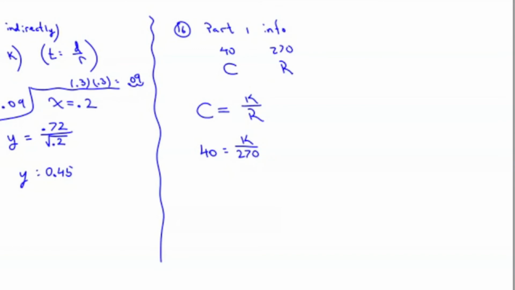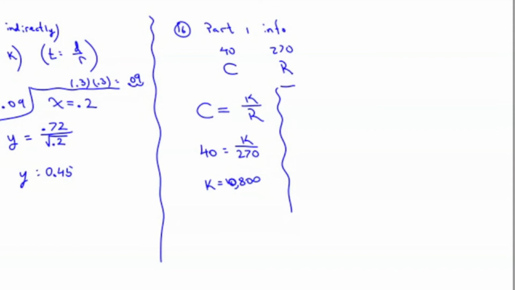How do you solve for K? Multiply both sides by 270. What do you get? 10,800. Big ugly number. All right, now let's set up our formula.